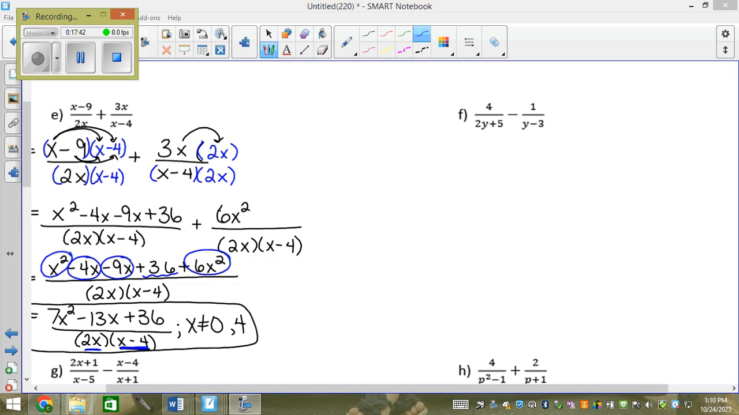All right, so what we've done so far is if we have monomial denominators, we can make them both be monomials. We agree? If I have a monomial and a binomial, I can't make them be each other, so I just have to multiply by each other.